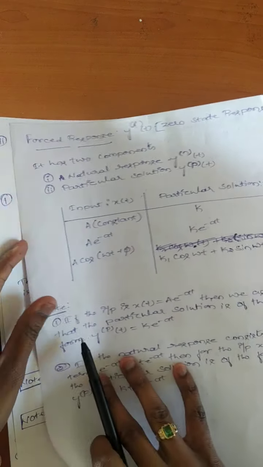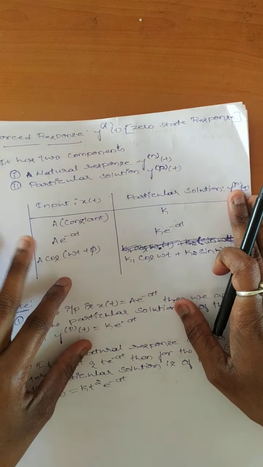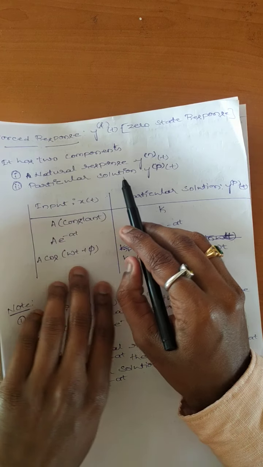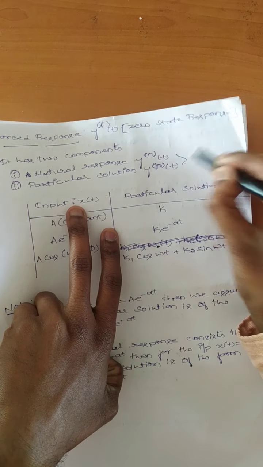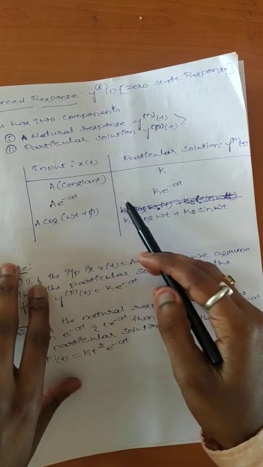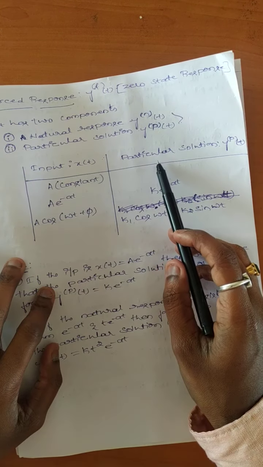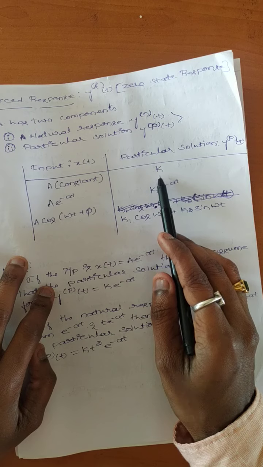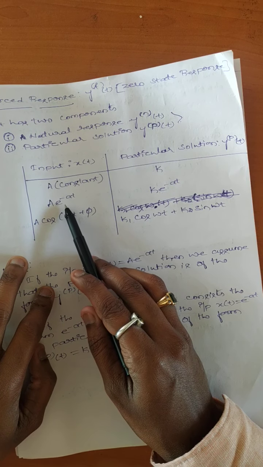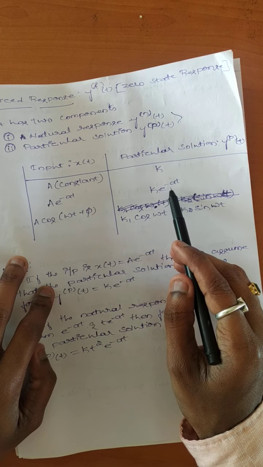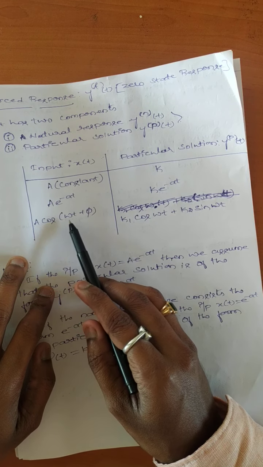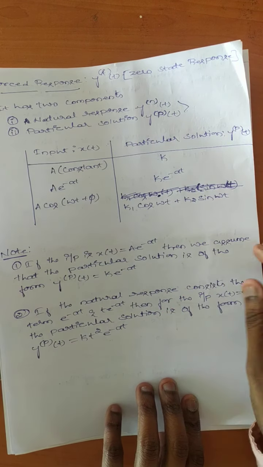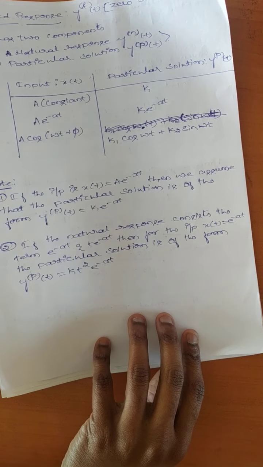And this particular forced response consists of two components. One is the natural response, that is yn of t, and the second one is the particular solution. So this you have to remember: the input x of t and the particular solution. For a constant value a you have to replace it by k. Then a into e power minus et will be replaced by k into e power minus et, and a into cos omega t plus phi can be replaced by k1 cos omega t plus k2 sin omega t. And some important points are there that I have summarized here.